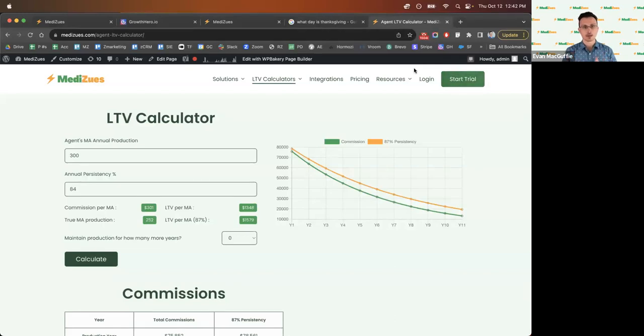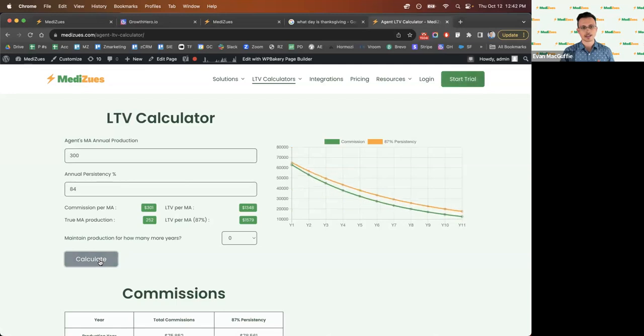So let's say, and by the way, you go to medizues.com, you click on LTV calculators, and you'll arrive at this screen. LTV, all that means is lifetime value. Lifetime value is the amount of money that you'll make from your client over their lifetime of being your client. So let's say up here in this box, you're a solid agent and you produce 300 plans in a year. And just for example, you have a persistency of 84%. You hit calculate, and we can see that one, your commission is $301 per year. That's going to change for 2024. But your true production is 252.